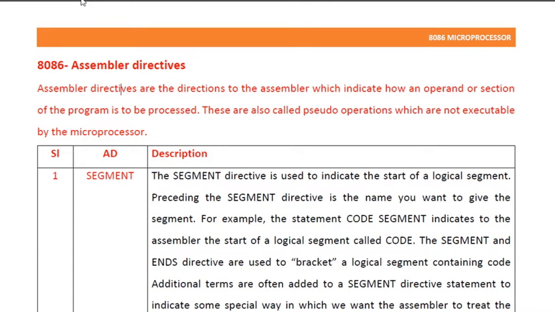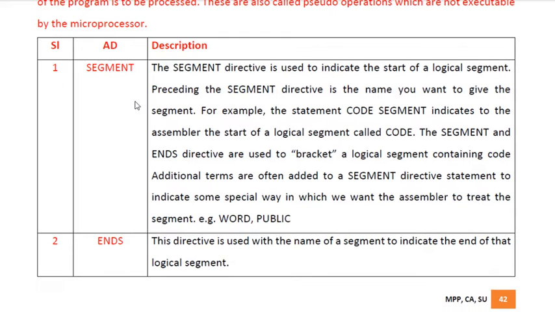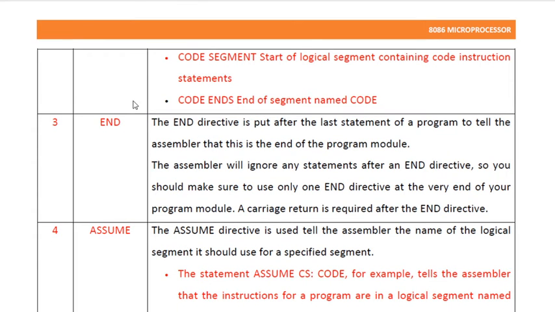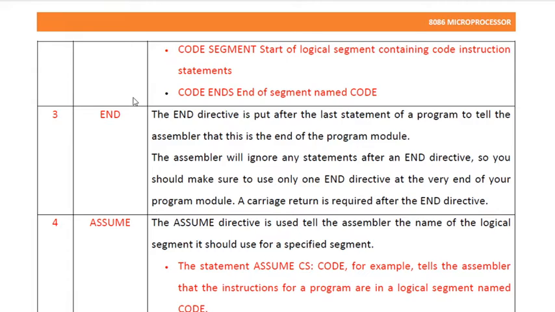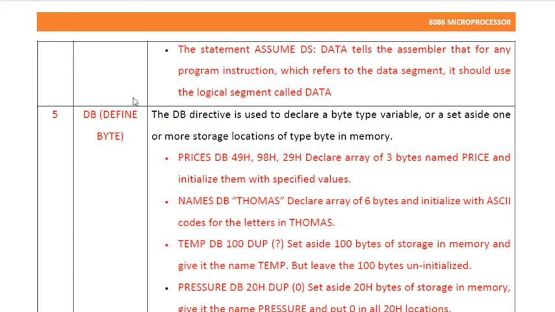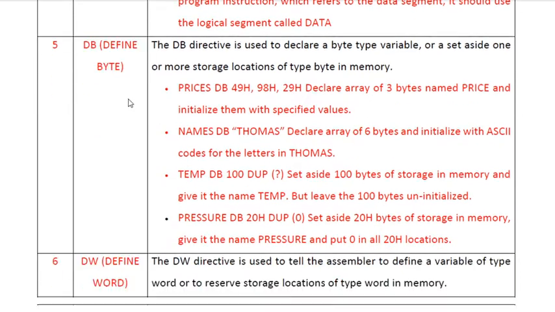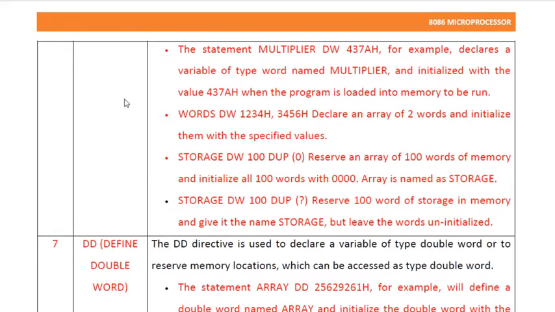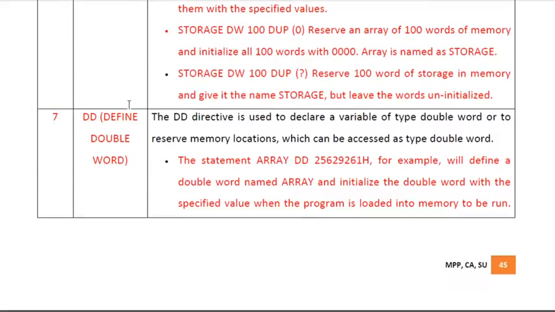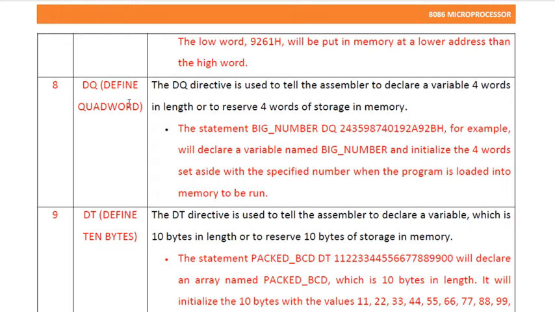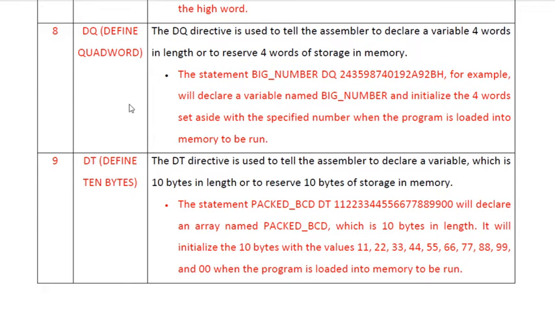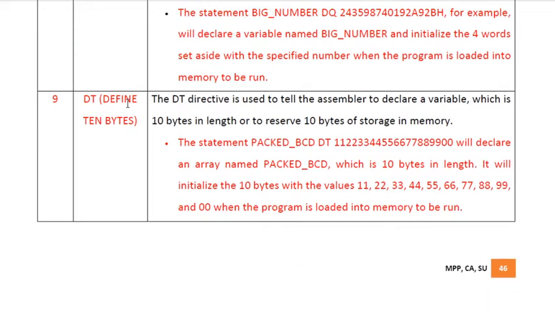If you can also remember, we had started with some of the notable assembly directives in the 8086 microprocessor. So we had started with the assembly directive segment, then we moved on to the end segment directive, then we discussed the end directive, then the assume directive, then the define byte directive, then define word, then define double, and then we discussed define quadruple word, and then define 10 bytes.